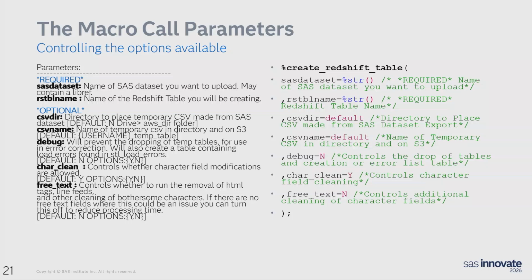The first two parameters are required and designate the names of the SAS dataset and Redshift table being created. All other parameters are optional, in that default values are available, but they control code related to the CSV creation and cleaning performed within and outside the data. So if you'd like a little bit more control, those are provided.